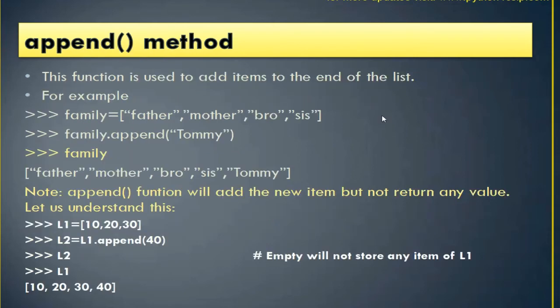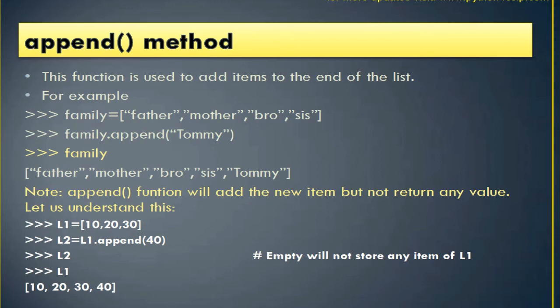is your append method. What does it mean? This function is used to add items to the end of the list. Okay, for example, the list name is family, and in that list you have inserted many values like father, mother, bro, and sis. Now you want to add a value like Tommy at the end. Okay, so what will you do?